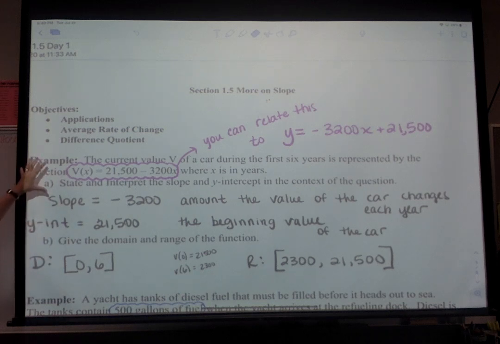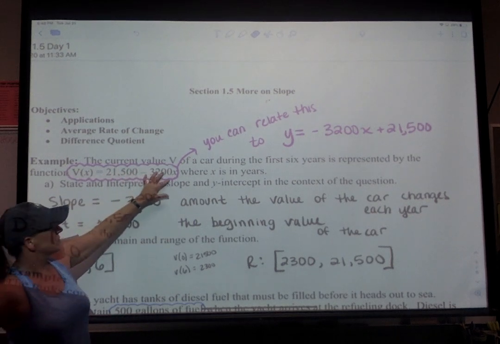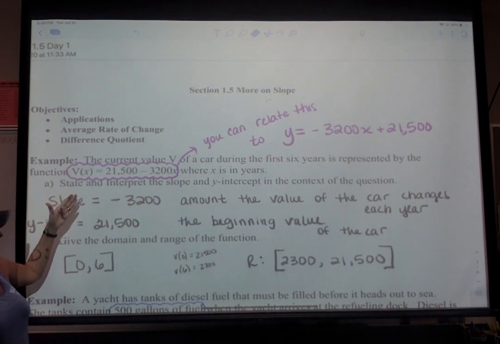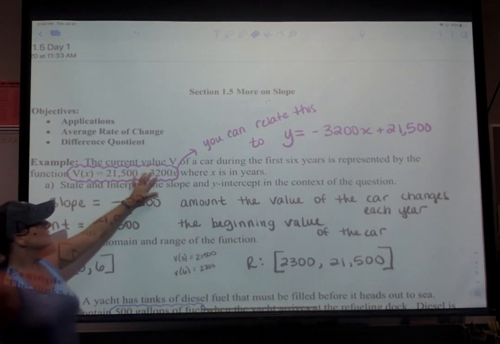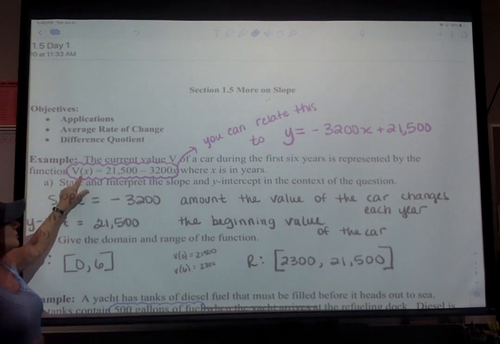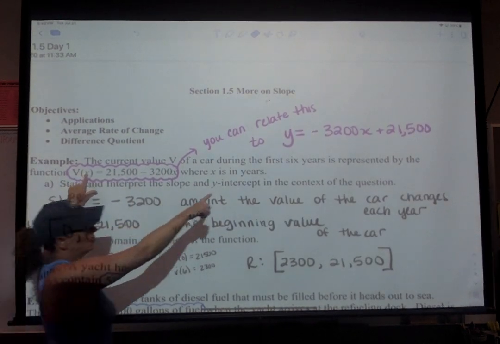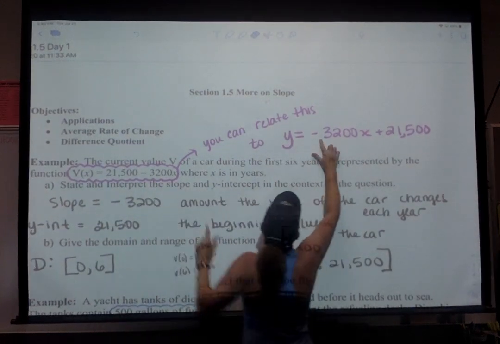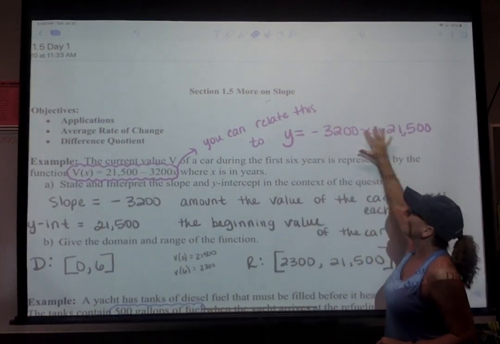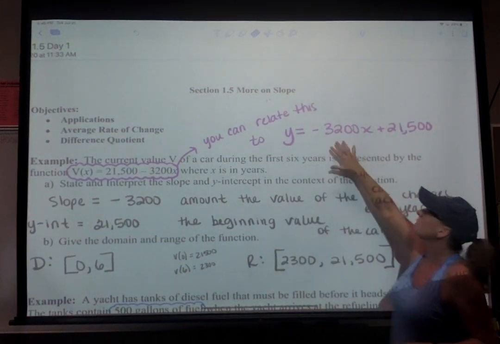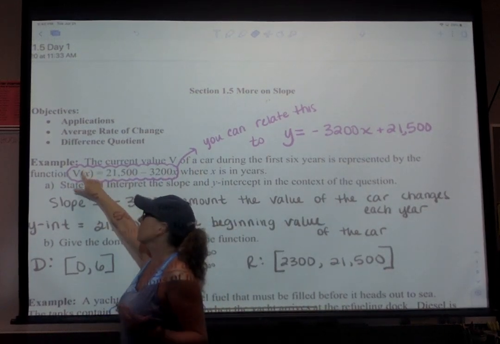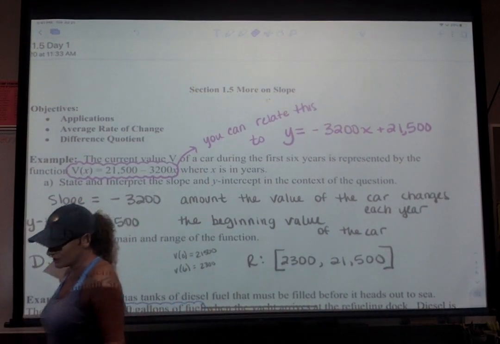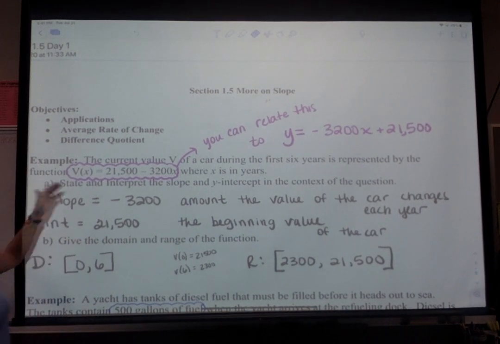All right, so we're looking at applications of linear equations at first, and you're given this linear equation, and it's talking about the value of a car and time. Just to make it make a little more sense, you can relate this to y equals, and you can write it like this if you would rather see your slope and your y-intercept in the order in which you're seeing it. It's similar, except switched around, and they're using function notation V for value of the car instead of y. So find the slope, find the y-intercept.